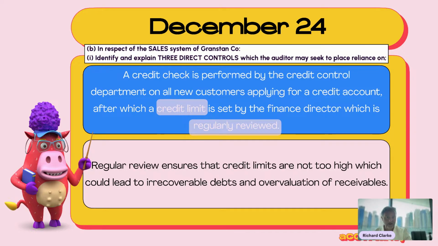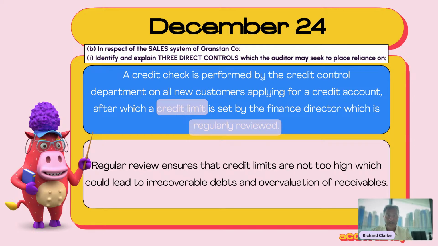And so therefore that ensures credit limits don't get too high because you're regularly reviewing it, which could lead to bad debts, overvaluation of receivables. Remember, these are the perfect answers, but I'm sure in the exam, as long as you stay calm and cool and collected, you'll be able to get there, I think.